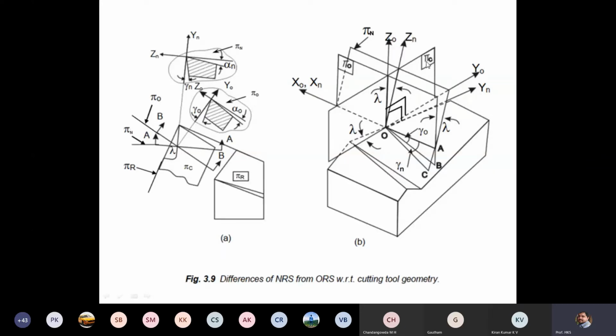Next, the cutting plane. In ORS also, this is the cutting plane. In NRS also, the cutting plane is the same. This cutting plane is taken along the principal cutting edge of the tool. This is the principal cutting edge, and you are taking this plane along this principal edge. If you move vertically to visualize the plane, it will be along the principal cutting edge. So it is the same for both cases, but the major difference that you must be able to identify is this plane.